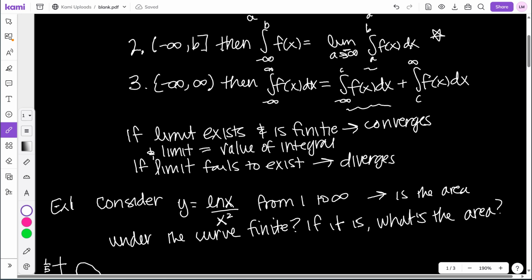If the limit fails to exist, so like if I evaluate the limit and I get infinity or negative infinity, we say that the integral diverges. So diverging means it doesn't close in on a number. I can't find the area under the curve because it's not getting closer and closer to anything.